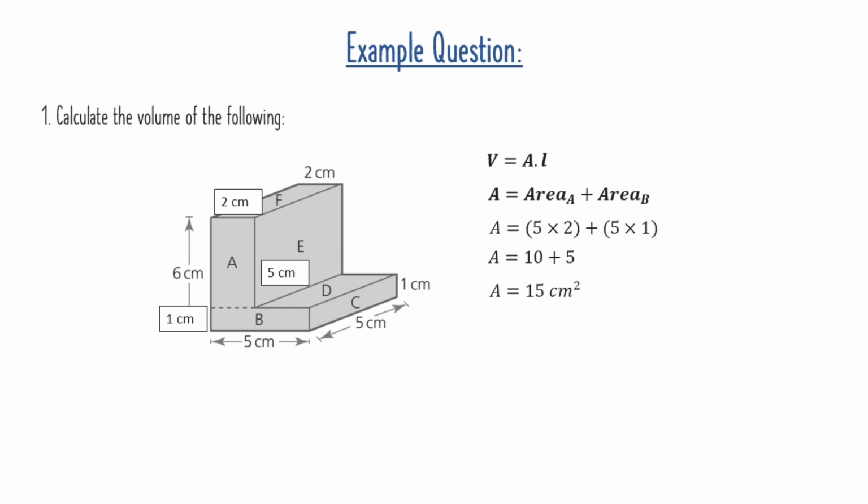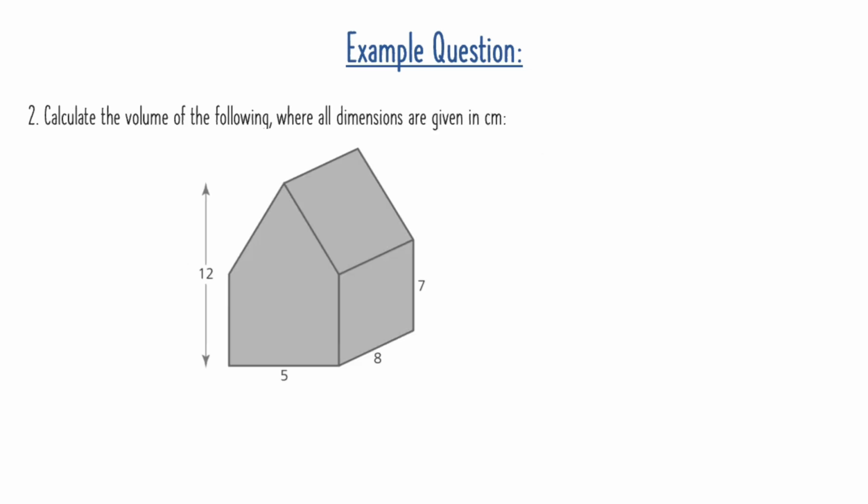And now we can determine the volume. The volume we said is area times length. The length is 5 centimeters. And we multiply it by the area, 15, and that gives us that the total volume of this compound prism is 75 centimeters cubed. Now let's move on to a more interesting prism, one shaped like a house.